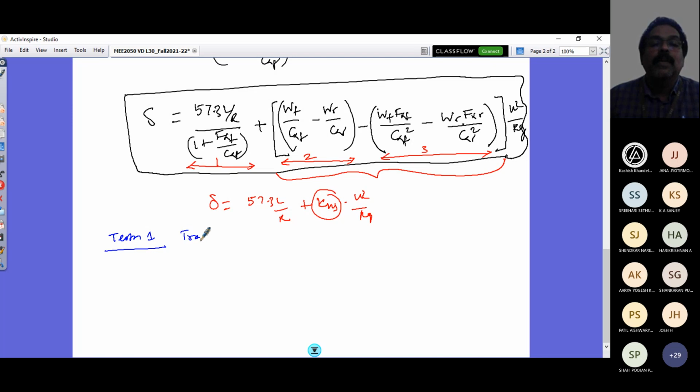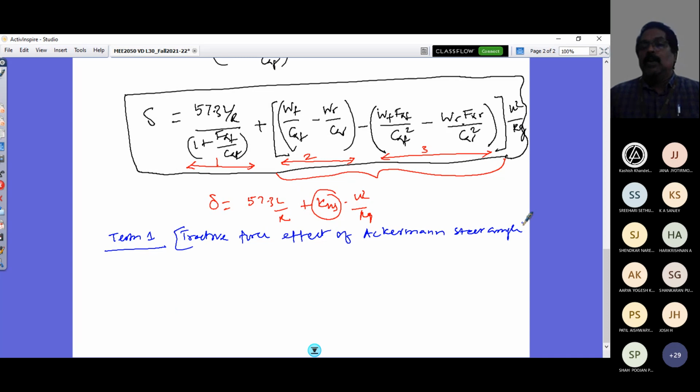So this is an influence of tractive force effect on Ackermann steering angle. Ackermann with double N in some textbooks, and in some books it is only one N as well. So this is that effect.